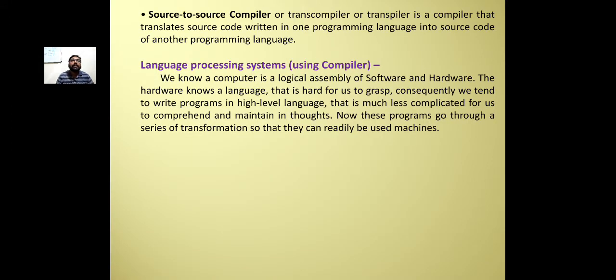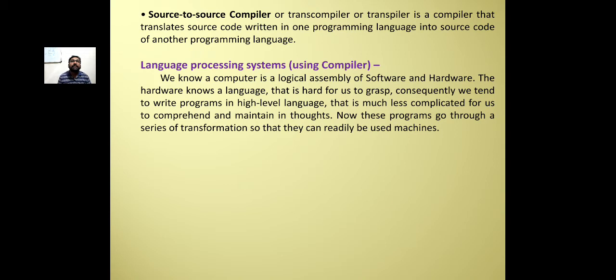A source to source compiler, or transcompiler or transpiler, is a compiler that translates source code written in one programming language into source code of another programming language. Language processing system using a compiler.